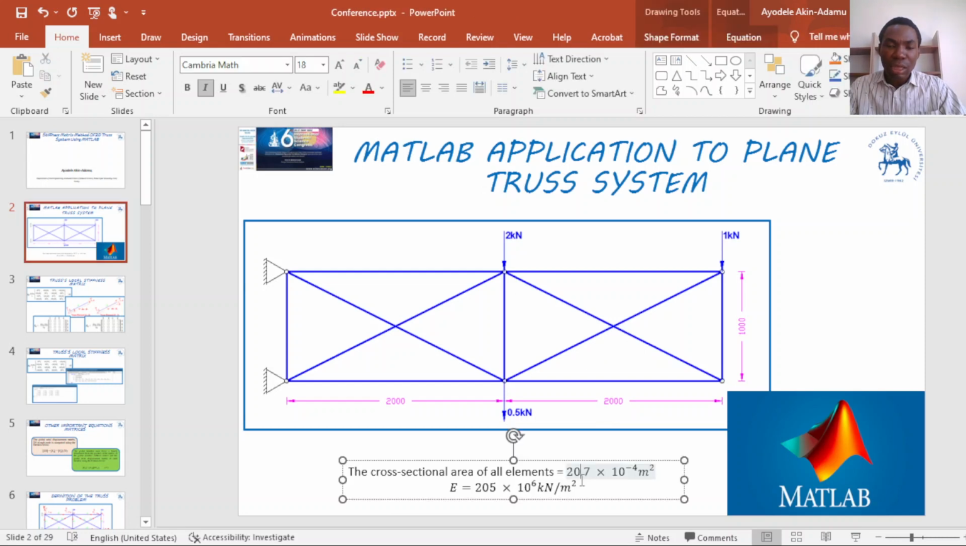The material property of this truss member: the cross-sectional area is 20.7 times 10⁻⁴ square meters. The Young modulus is 205 gigapascal. This can also be denoted as 205 gigapascal.